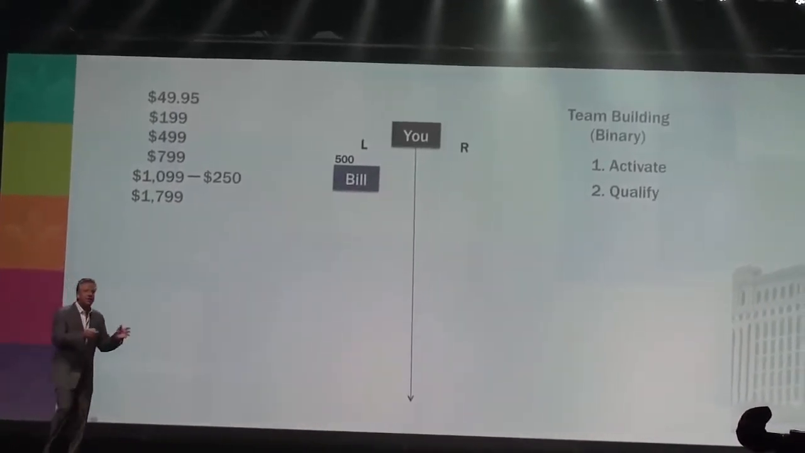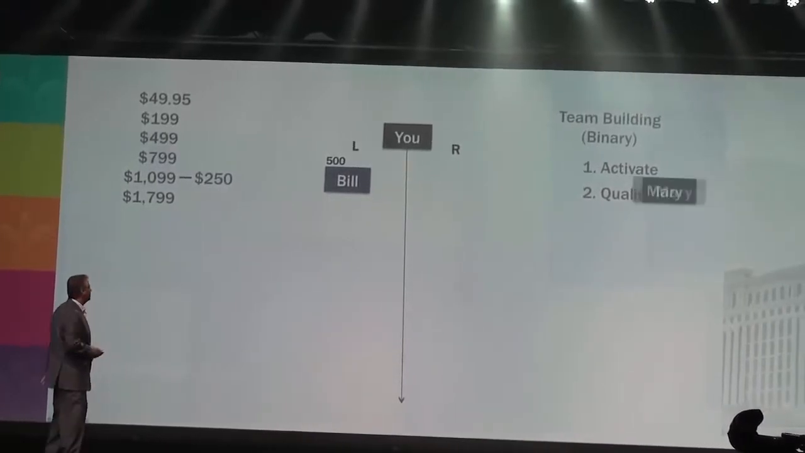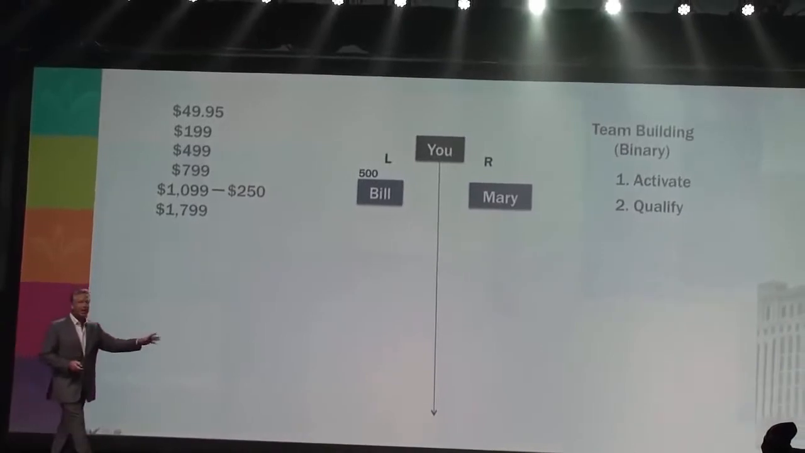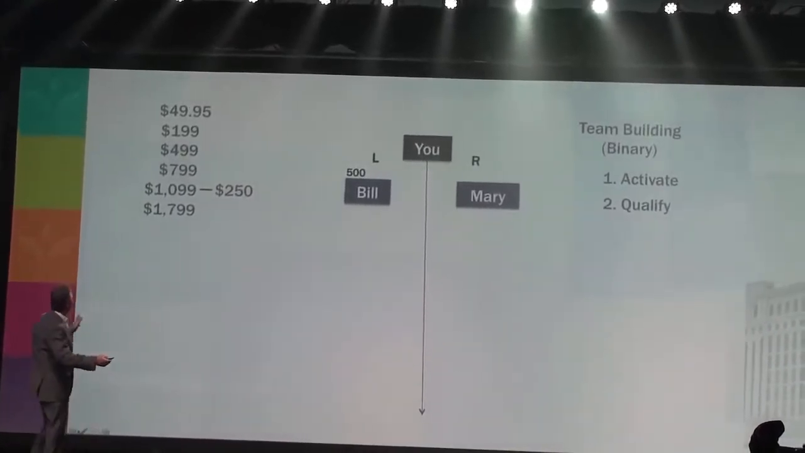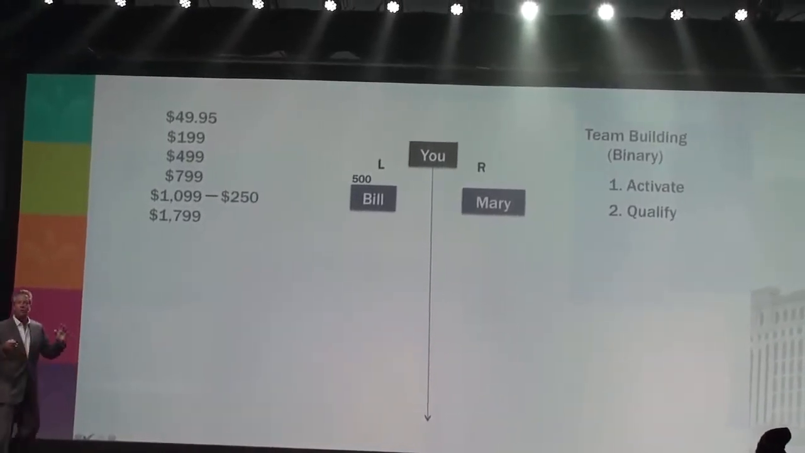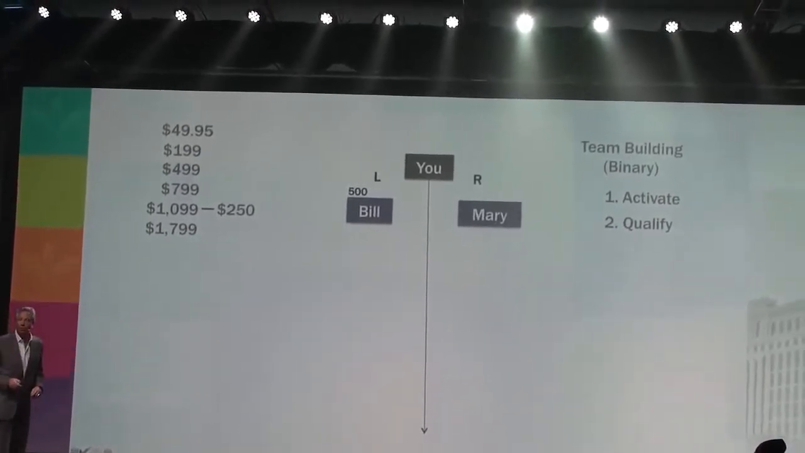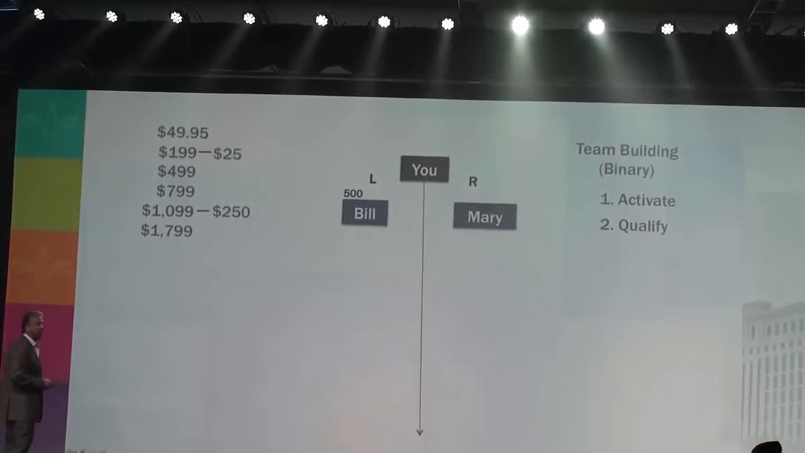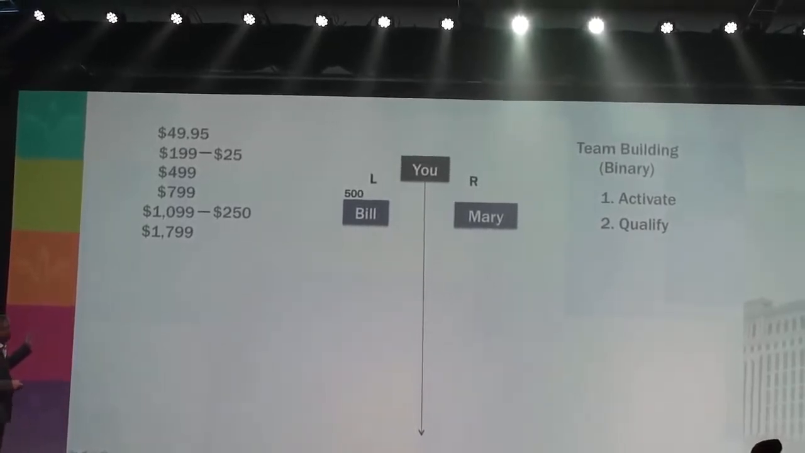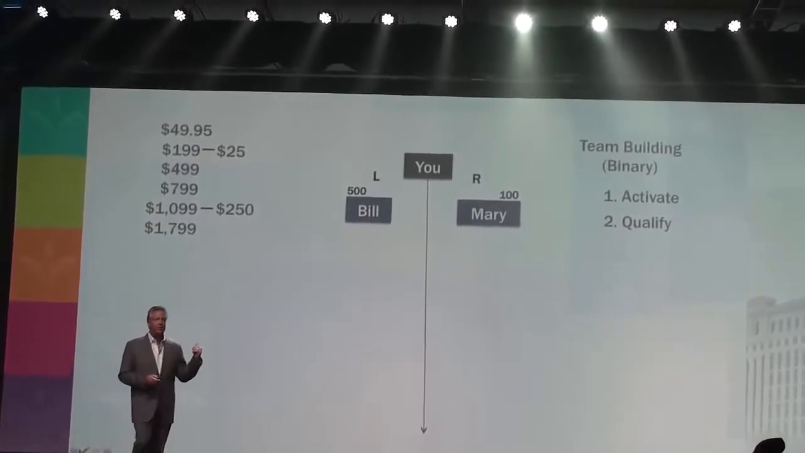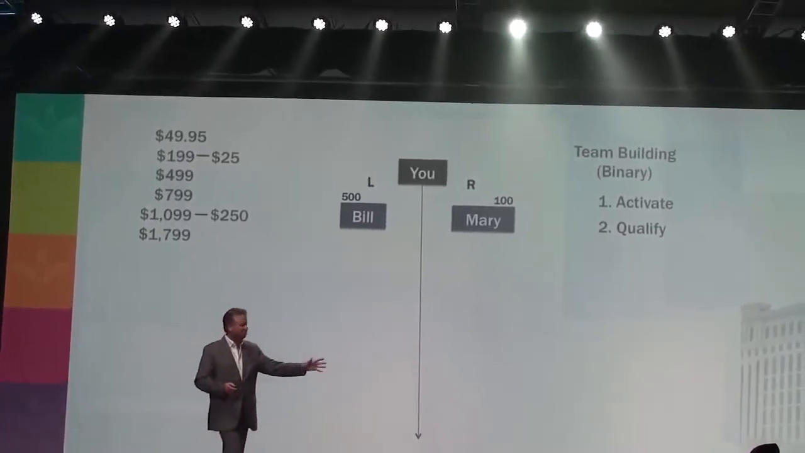She goes to your website, she signs up, and you place Mary on your right team. What's the first thing Mary's got to do, everybody? Activate. So Mary looks over there and goes, I'm going to order the basic pack order for $199. For your time and trouble, the company's going to pay you a $25 commission, and 100 points goes into the plan attributable to that order. Everybody with me so far?